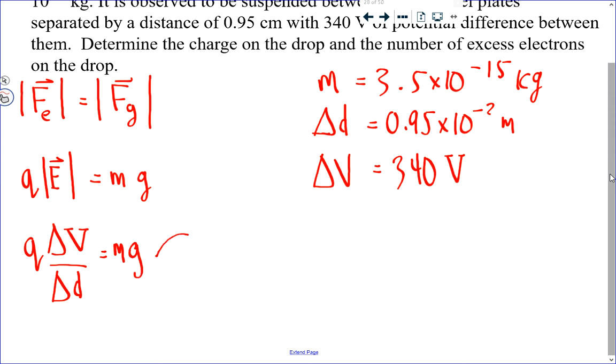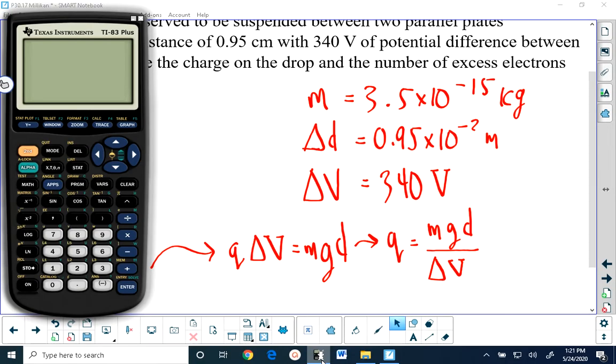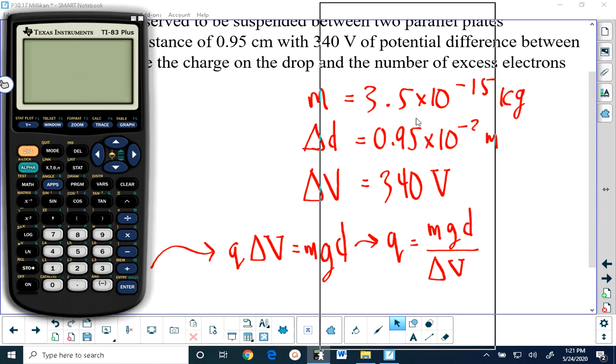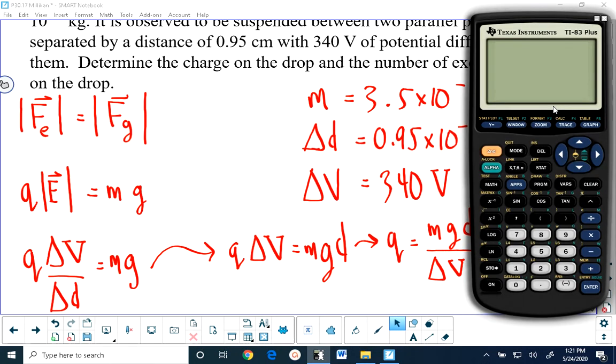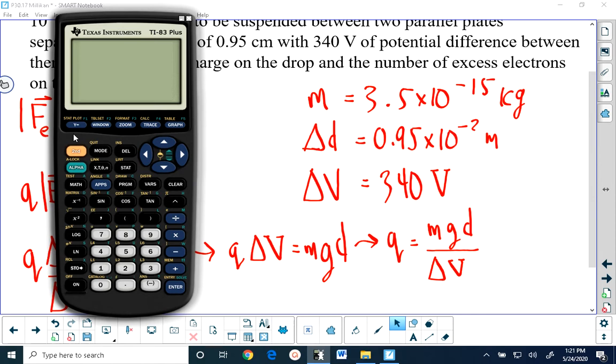If you cross multiply this, you get Q times the potential difference equals m times g times d, and that gives us the charge on the drop equals m g d divided by the potential difference between the plates. Pretty easy calculation. The physics is what you're looking at on the left-hand side of the screen. That's all of the physics. Physics tells us how we can calculate the charge. The mathematics tells us what we have to do with the numbers to get our answer.